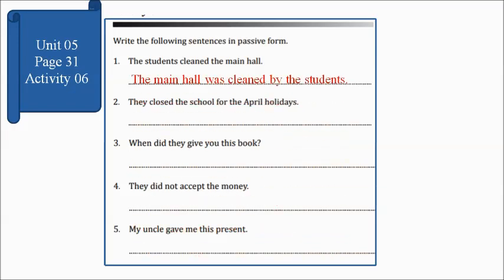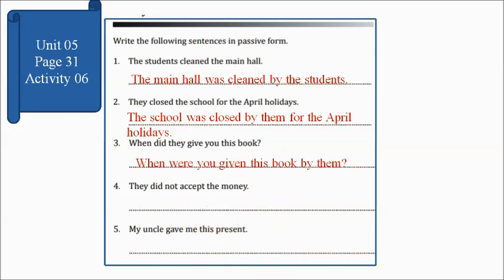Number 1. The main hall was cleaned by the students. Number 2. The school was closed by them for the April holidays. Number 3. When were you given this book by them? Number 4. The money was not accepted by them. Number 5. This present was given to me by my uncle.